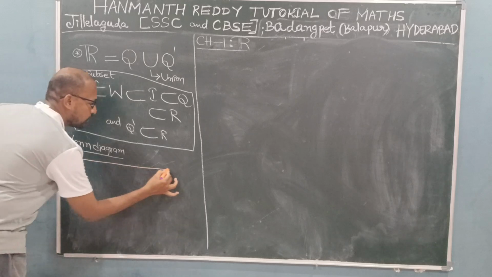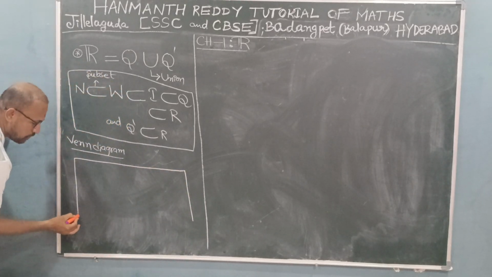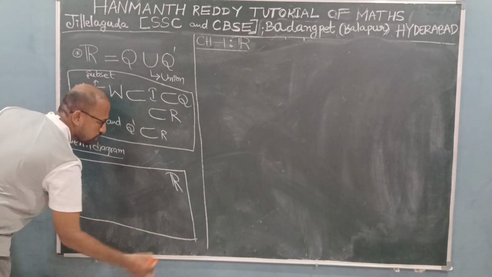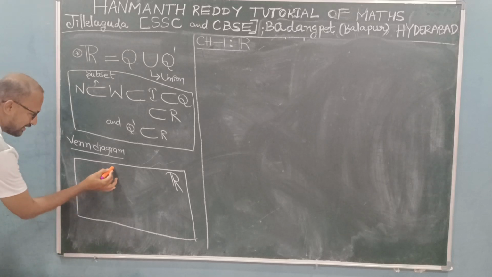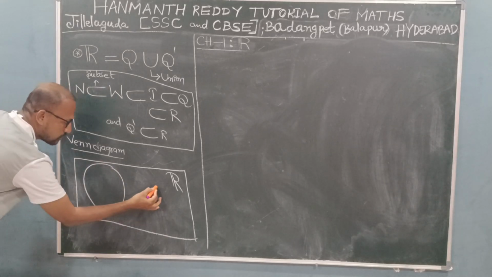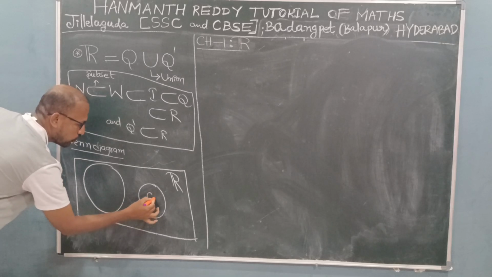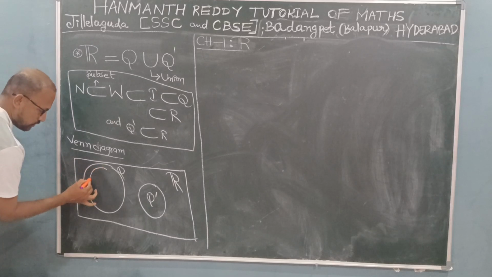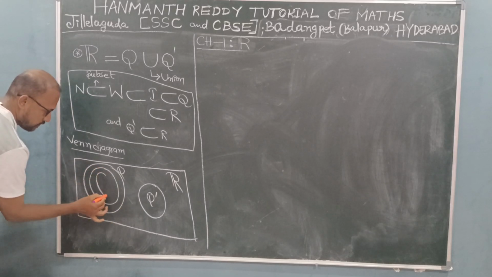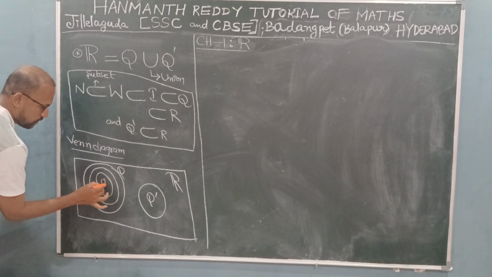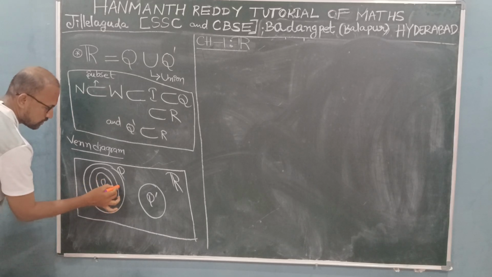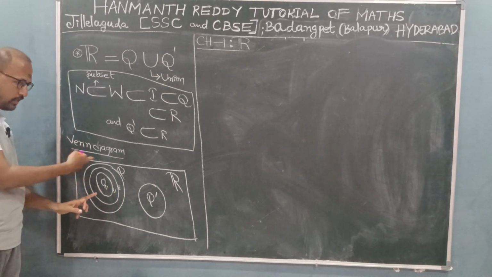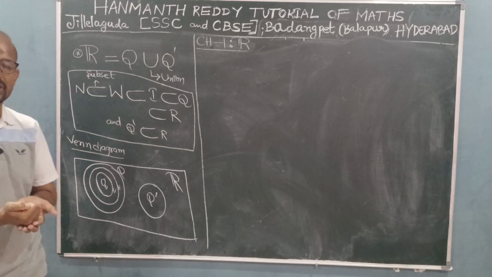This rectangular box represents the real numbers. Let us think of this circle as Q complement, next this one as Q, and the next one I will draw like this. This circle is natural numbers, then whole numbers, integers, and real numbers. All natural numbers will come inside the complete circle of whole numbers, like that. So this is the property.